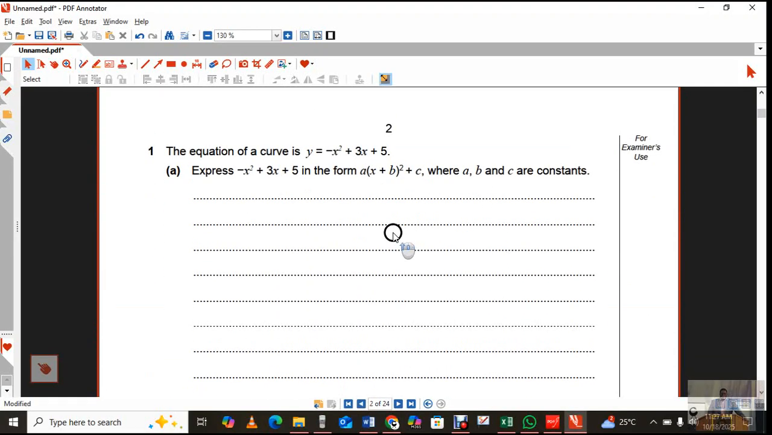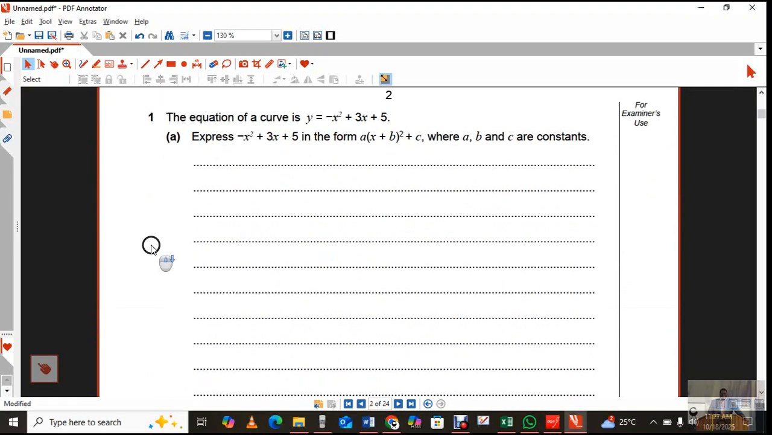Right, let's start with question 1. They say the equation of a curve is y equals minus x squared plus 3x plus 5. You need to express this in vertex form, where a, b, and c are constants.